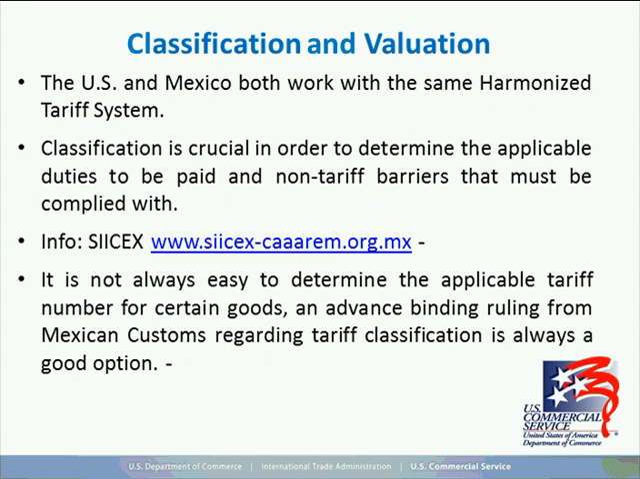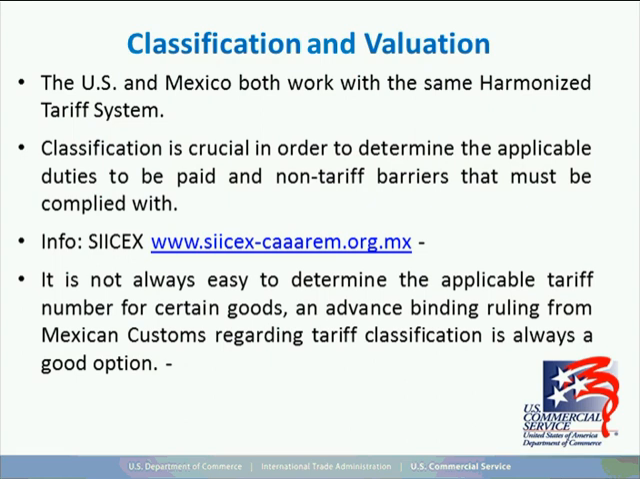So classification is crucial in order to determine also the applicable duties to be paid and non-tariff barriers that must be complied with. There's a great website that everyone can check out, which is CSEX, and this is a great tool maintained by the Ministry of Economy of the Mexican government, and you have access for free to verify the Mexican tariff system and the applicable duties for each tariff number.